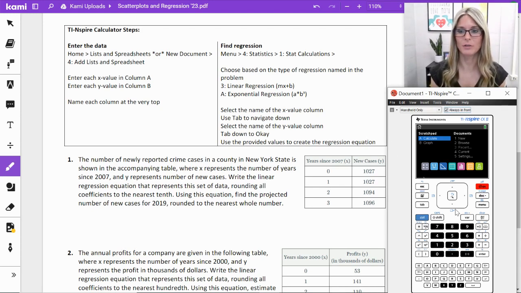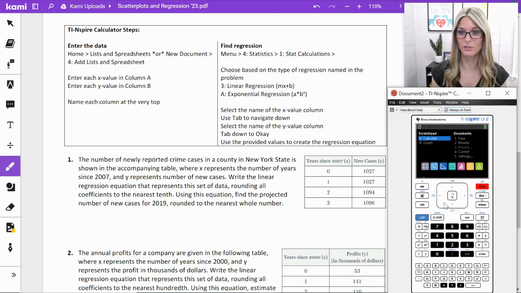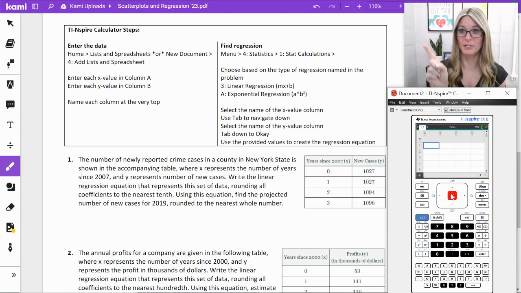Not sure if we've used one this year. You can go from a new document. Let me just show you that. New document, and you can go to number 4, add list in spreadsheets. Or on the home screen, down here at the bottom, you have the apps. The middle one is list in spreadsheets. So 2 different ways you can go to it. You can go to the middle app, open a list in spreadsheets, or you can go from a new document, and instead of selecting calculator or graphs, you're going to select make a list or spreadsheets.